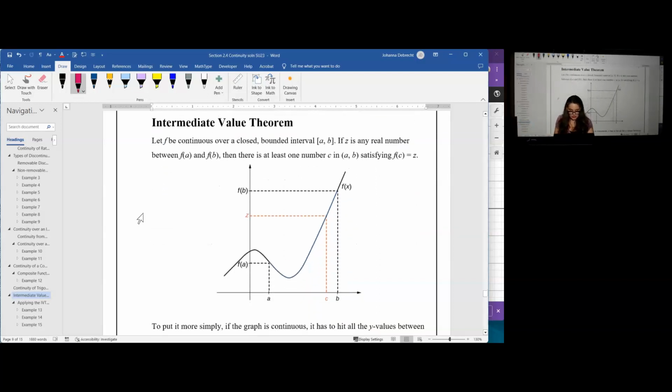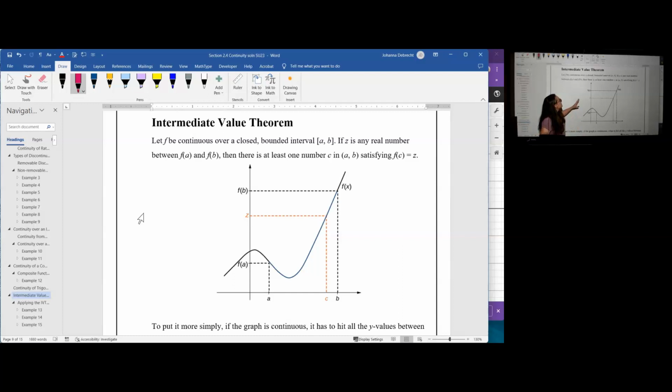Let's now turn our attention to our last topic for today, which is the intermediate value theorem. This is another very important concept because the intermediate value theorem leads to what's called the mean value theorem. The mean value theorem is used to prove the fundamental theorem of calculus. So it's pretty important. When we're looking at the intermediate value theorem, the idea is pretty straightforward.